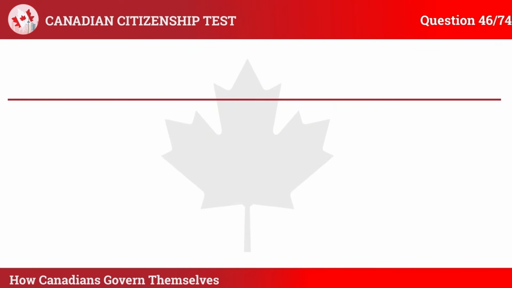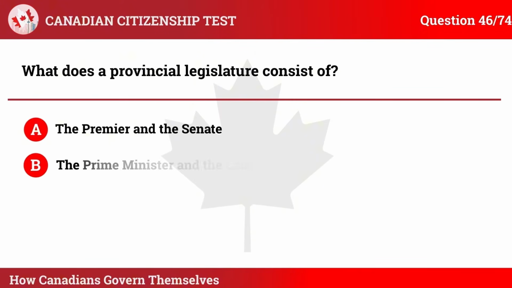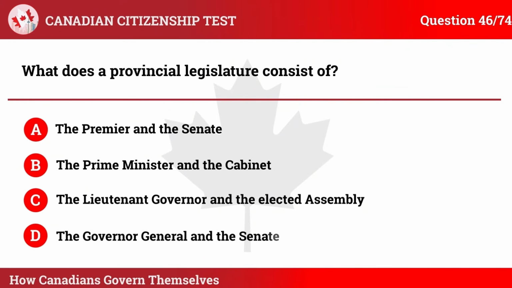Question 46. What does a provincial legislature consist of? A. The Premier and the Senate. B. The Prime Minister and the Cabinet. C. The Lieutenant Governor and the elected Assembly. D. The Governor-General and the Senate.